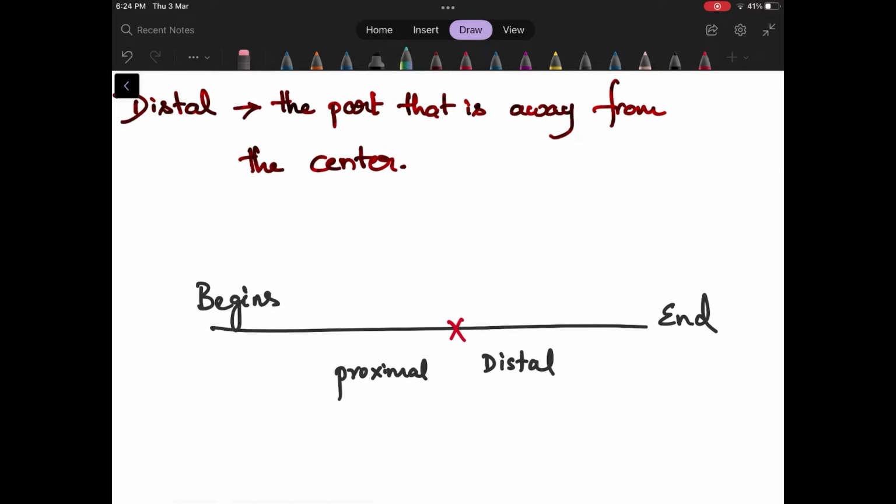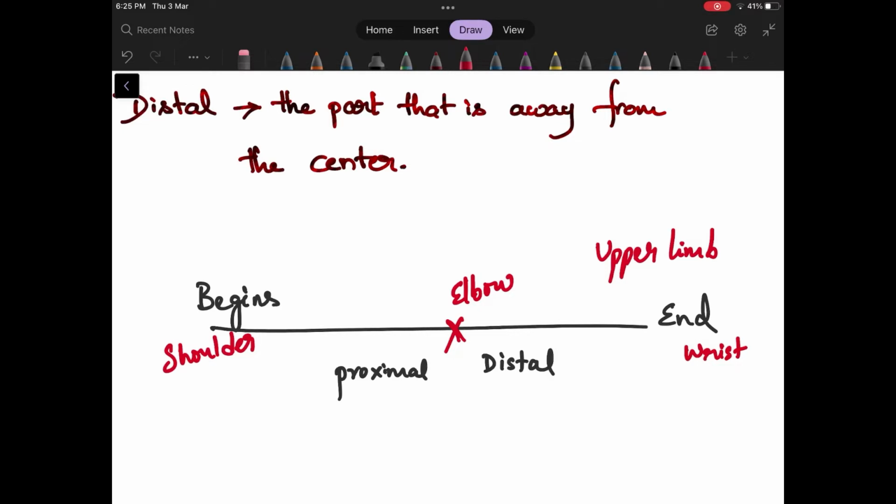For example, assume this is a hand or upper limb that I am talking about now. It begins at, for example, the shoulder joint, and the ending part is the wrist joint region. Then what is proximal, what is distal? We just take this X mark that I have kept here as the elbow. Then the part from shoulder to elbow becomes proximal because it is near to the point of attachment or our body, whereas the part from elbow to wrist becomes distal.